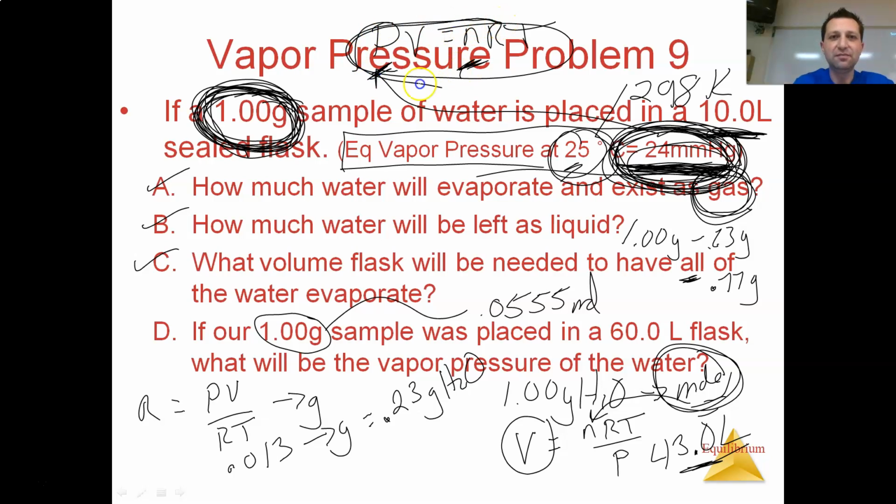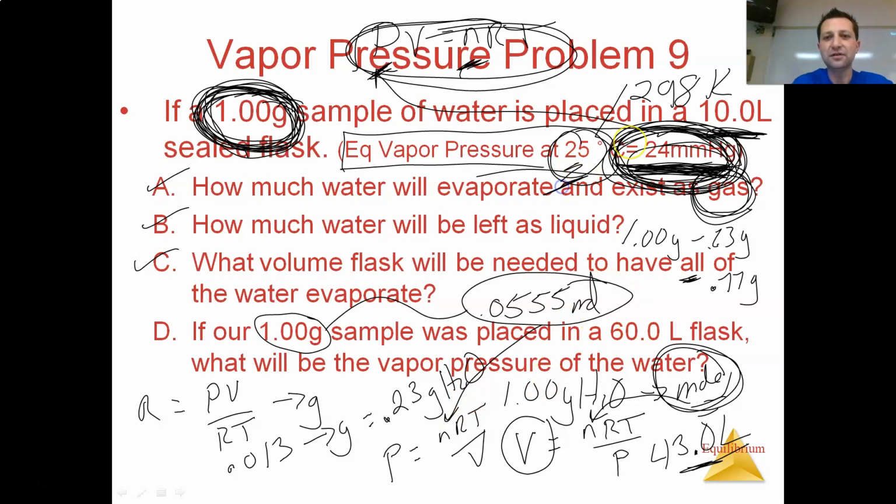So you're just using PV = nRT again. Solve for P. P equals nRT over V. 0.0555 moles goes in for n. You have your R value, temperature, 298 Kelvin, volume, 60 liters. That will give you the pressure when all of that 1 gram, that 0.0555 moles evaporates in a 60-liter flask. So knock it out, we'll check our answer, and then we'll wrap things up.